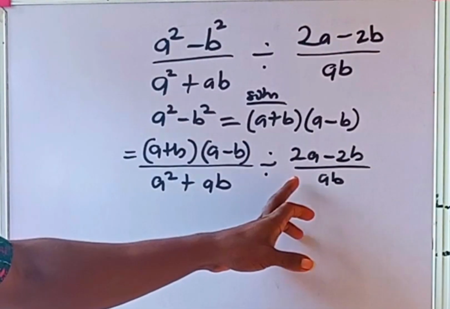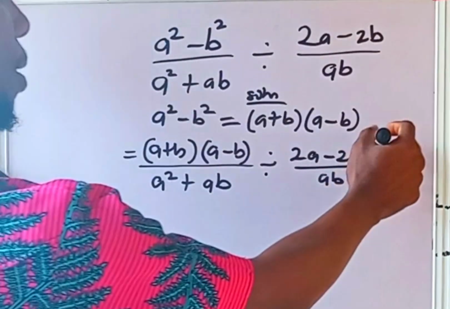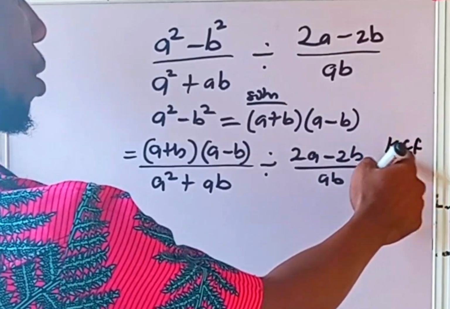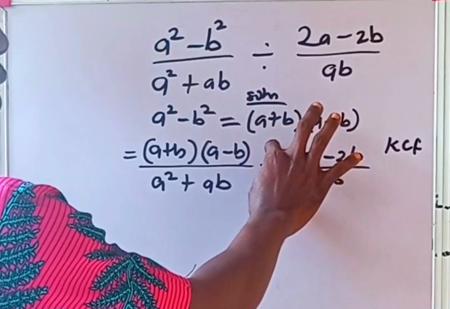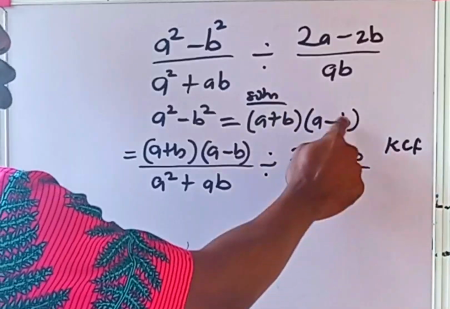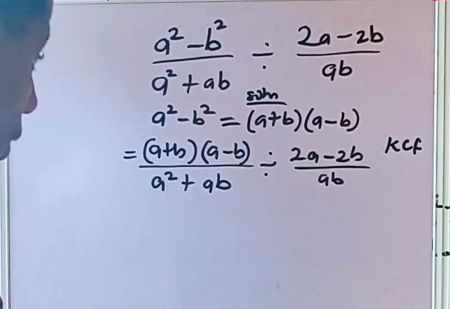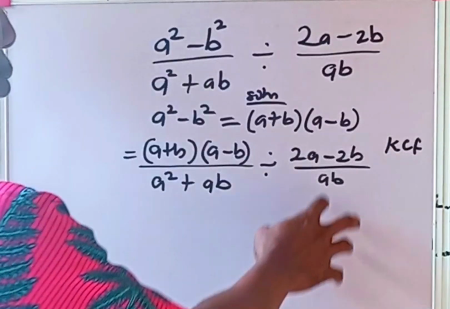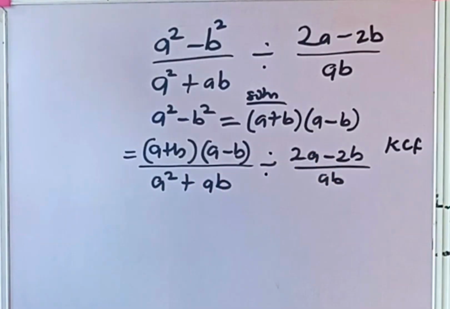All right guys, now that we have gotten this, remember there is a division sign here, so we are going to apply our KCF rule, which is keep, change and flip. So we are going to keep this, change this to multiplication and flip this. This will go up while this will come down. Right, so we are doing that. Before we do that, I'll simplify these other two to make it very fast for us.